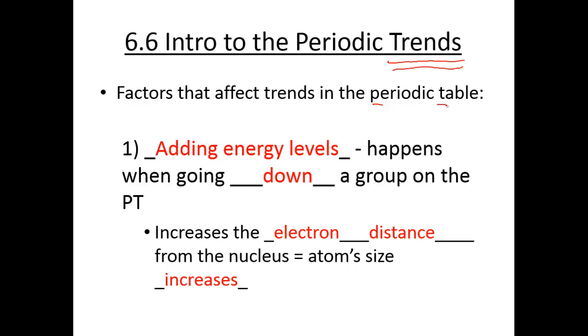So our first trend that we're going to look at is adding energy levels, which happens as we go down a group on the periodic table. As we go down a group, from period 1 to 2 to 3, 4, 5, 6, 7, we're going to increase the electron's distance from the nucleus, which makes the atom size increase.